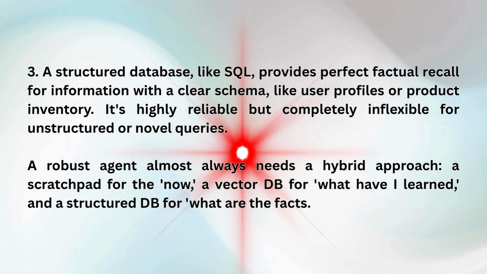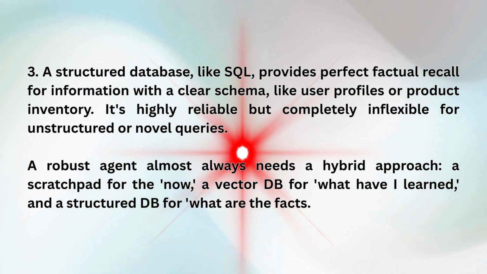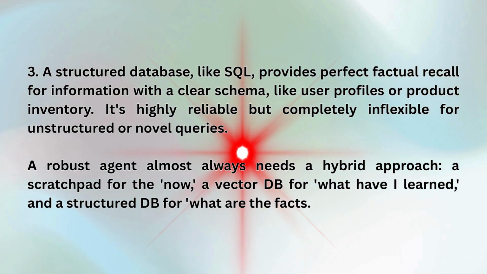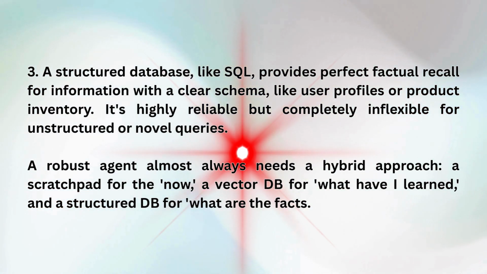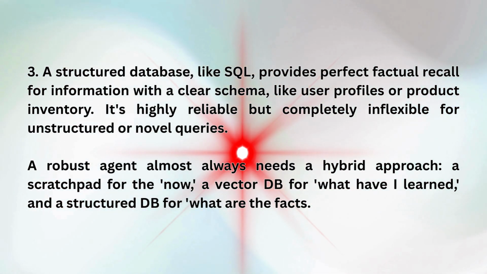3. A structured database like SQL provides perfect factual recall for information with a clear schema, like user profiles or product inventory. It's highly reliable but completely inflexible for unstructured or novel queries. A robust agent almost always needs a hybrid approach: a scratchpad for the now, a vector DB for what have I learned, and a structured DB for what are the facts.